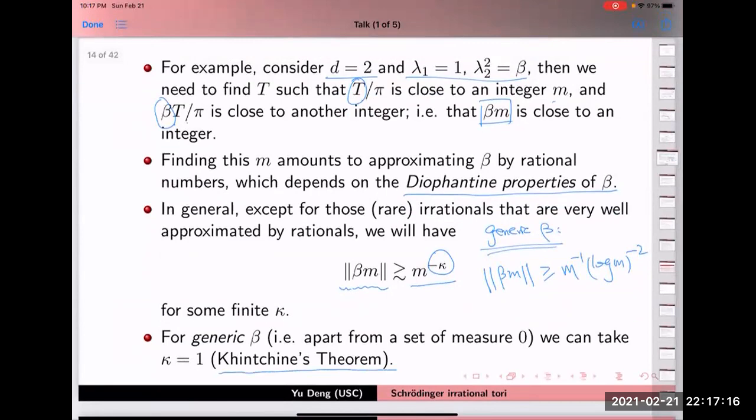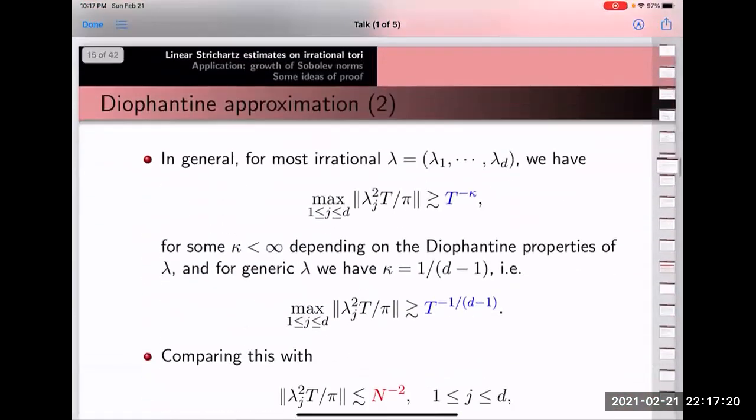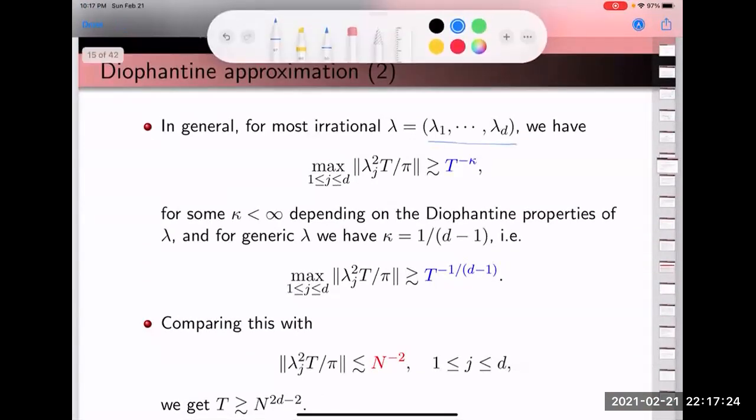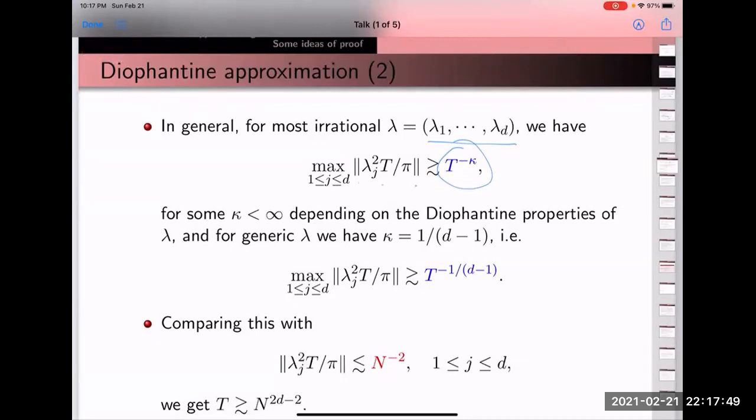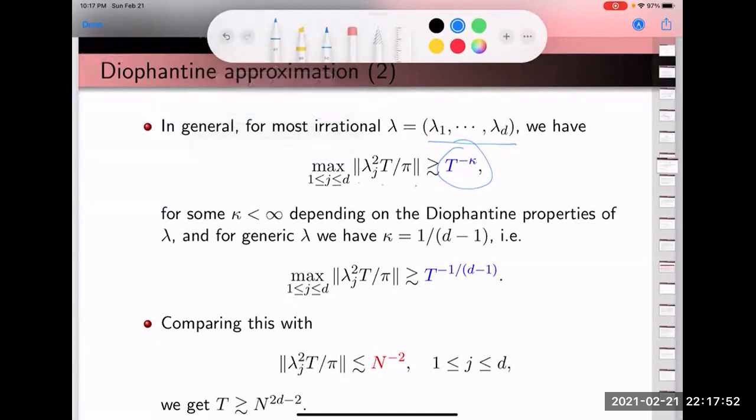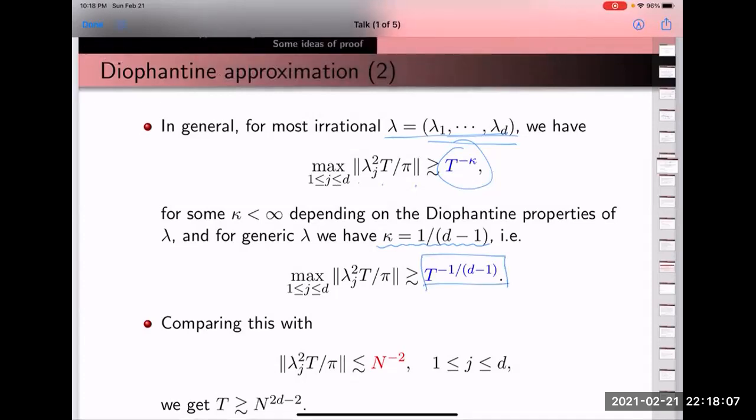Okay, so now what does this imply for our Strichartz estimate problem? In general, if you have d dimensions, you have a similar result. If you think lambda j squared t is close to an integer for each j, then basically you see the maximum of these nearest distances to integers is bigger than, again, a negative power of this capital T. And in the case of generic parameters lambda 1 to lambda d, we can actually show that this value kappa is 1 over d minus 1. That's to say this maximum is bigger than this particular power of T.